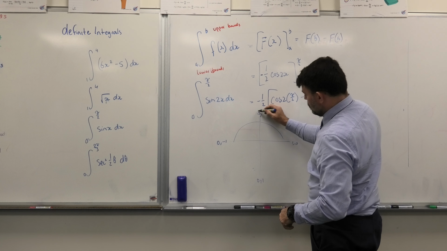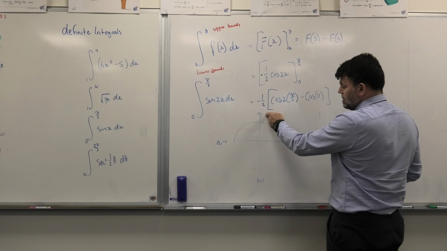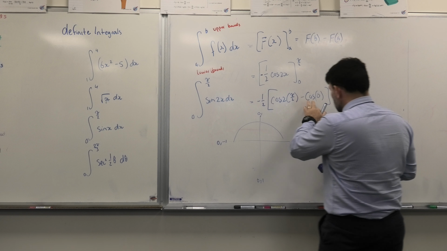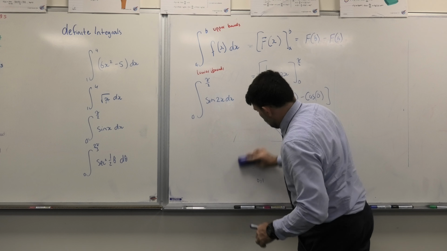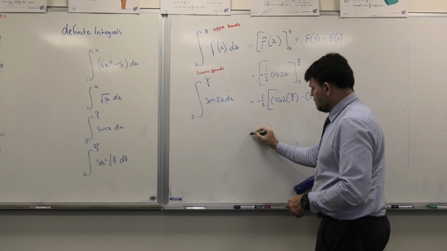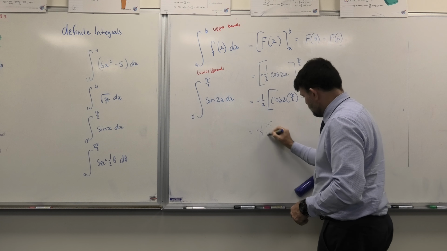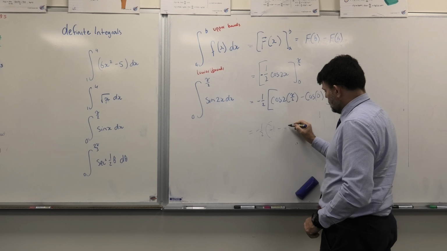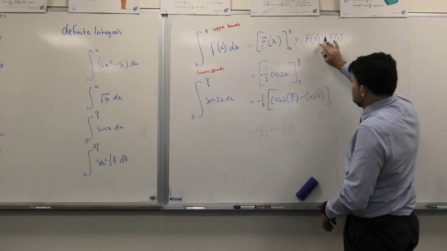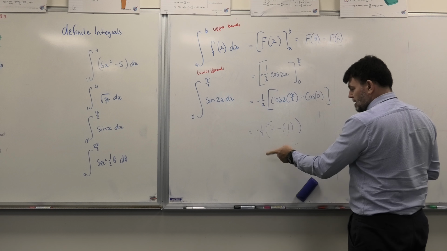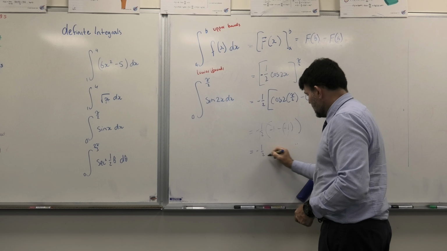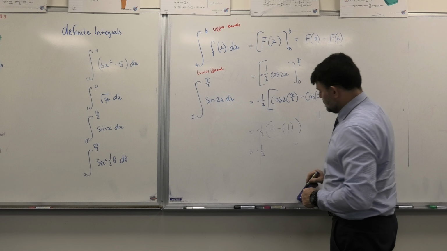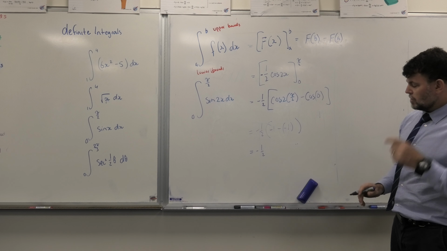Because remember, cos is your x value, sine is your y value. So if we look at cos 0, cos is going to be 1. So we end up with negative half, brackets, negative 1, minus 1. Remember, it's always that minus up here. Don't get caught with that. So therefore, we end up with negative half times negative 1 minus 1, which is negative 2.